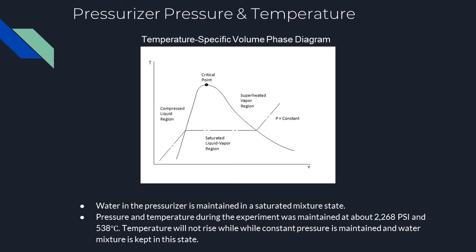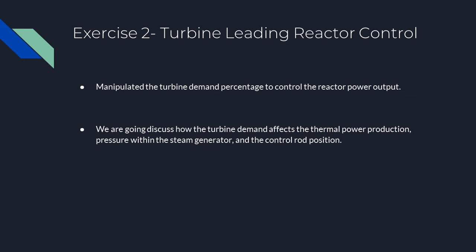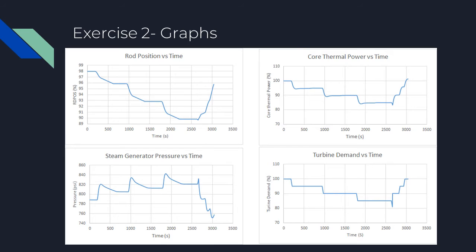In exercise 2, turbine demand percentage was manipulated to control the reactor power output. We're going to discuss how the turbine demand affects the thermal power production, pressure within the steam generator, and the control rod position. Looking at the bottom right graph first, you can see how turbine demand was changed over time. In the top left graph, you can see how rod position relates to turbine demand. As turbine demand decreases, the rods lower into the reactor. As turbine demand increases back to 100%, rod position increases back to 96%.